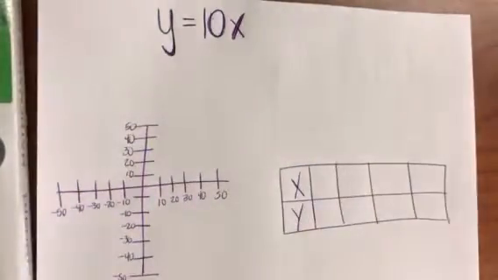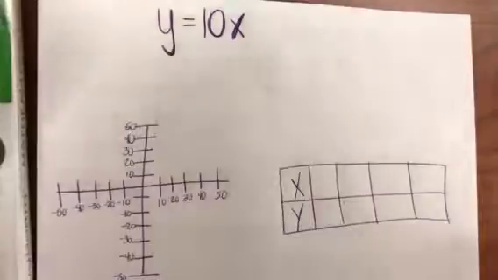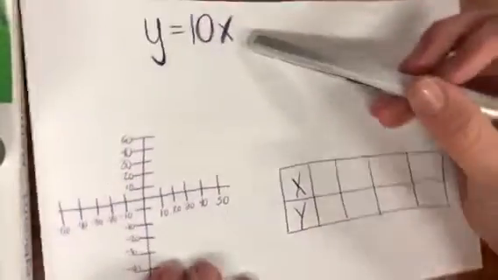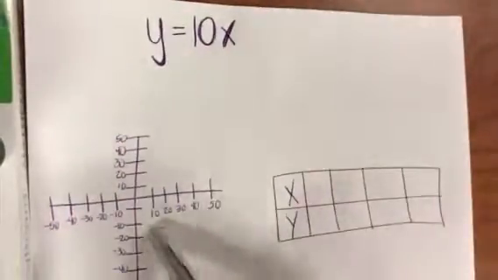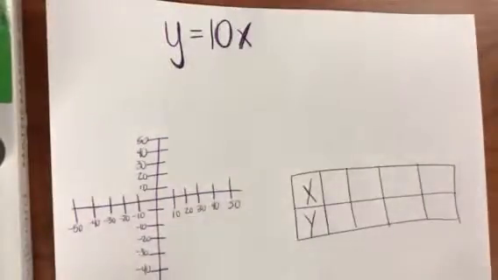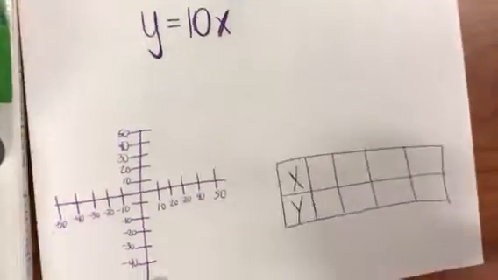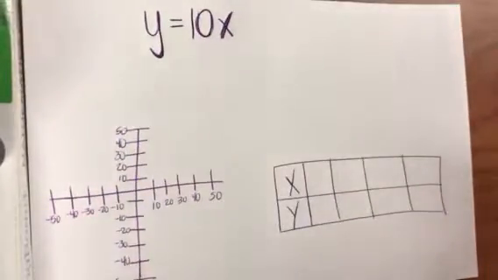We've got y equals 10x today. So we're going from the algebraic expression, which is y equals 10x, to create the table and the graph. I like to start with the table. I know Miss Green likes to start with the table too, so that I can create the ordered pairs.